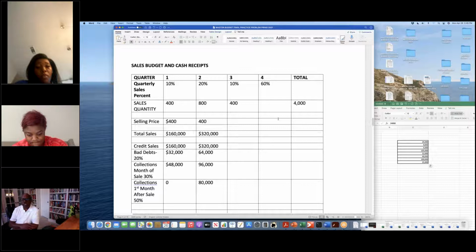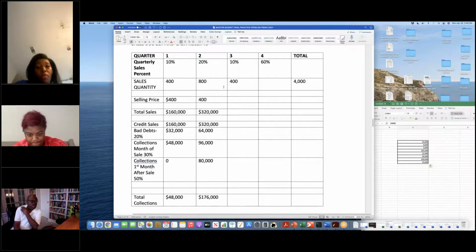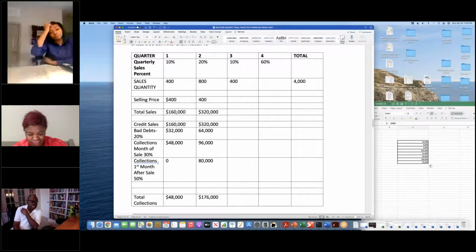I'm sorry, I have a question. Yes, correct. On the bad debt, how did you get that percentage again? We were told the collections were 30 and 50. So if I'm only collecting 80%, then 20% is bad. So you have to make that calculation each time. Okay, and then those numbers are gonna be different each time. Right, they can change. Okay, thank you.